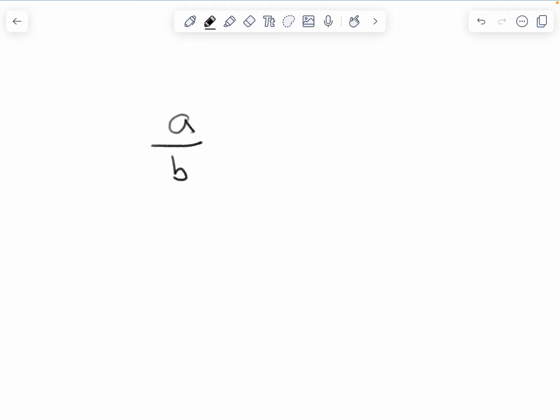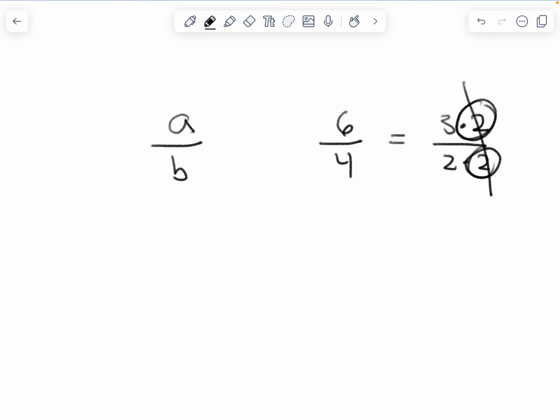So for example, if I have 6 over 4, 6 is the same thing as 3 times 2. 4 is the same thing as 2 times 2. 2 is a factor of the numerator, 2 is a factor of the denominator. So because it's a factor of the top and the bottom, it can cancel out, and 6/4 is the same thing as 3/2.